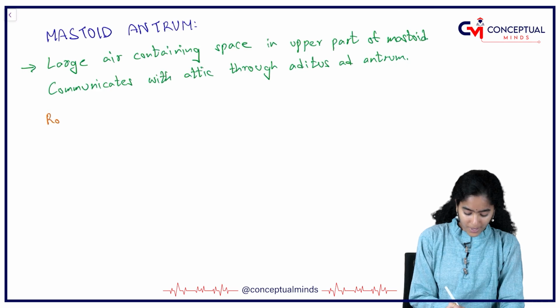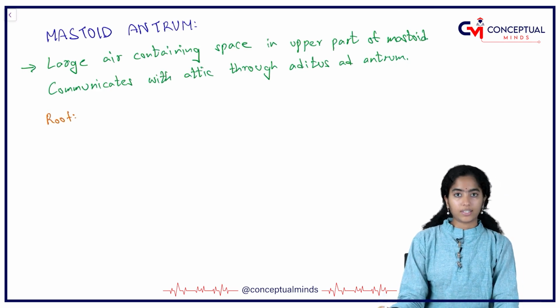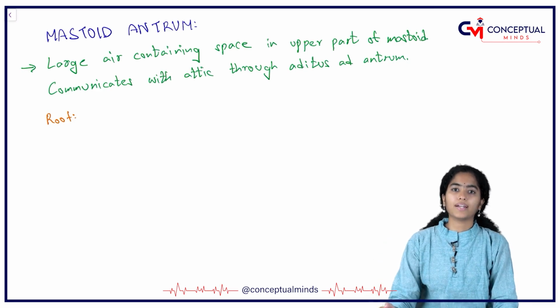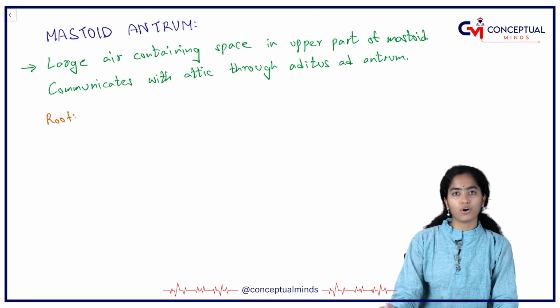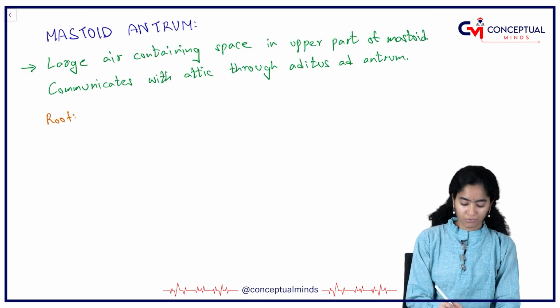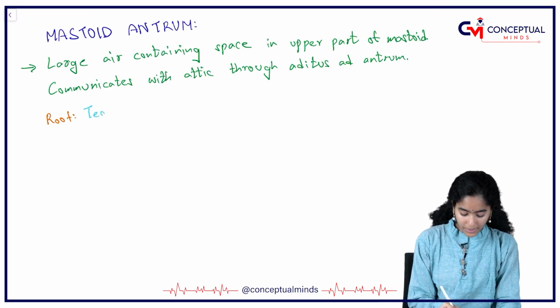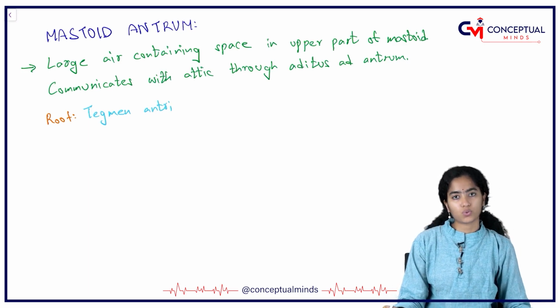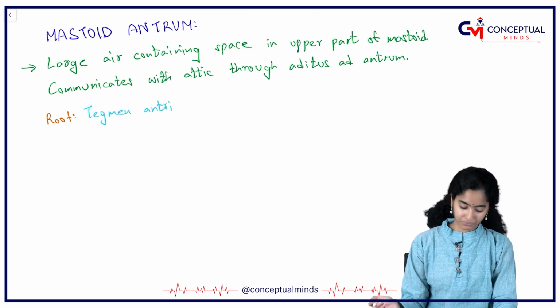The roof of mastoid, we have already learned that roof of middle ear is tegmen tympani and the same bone continues as tegmen antri forming the roof of mastoid antrum. So the roof of mastoid antrum is tegmen antri, which is a thin plate of bone that is continuous with tegmen tympani.